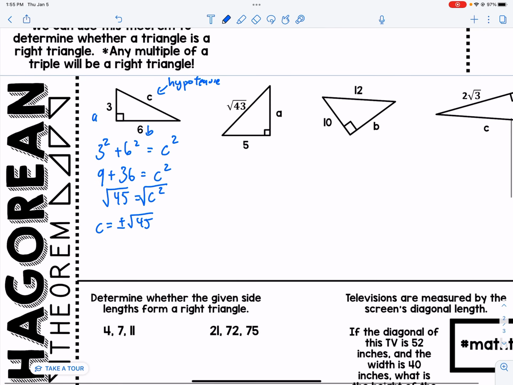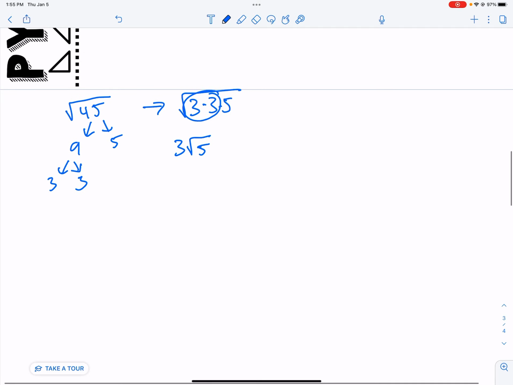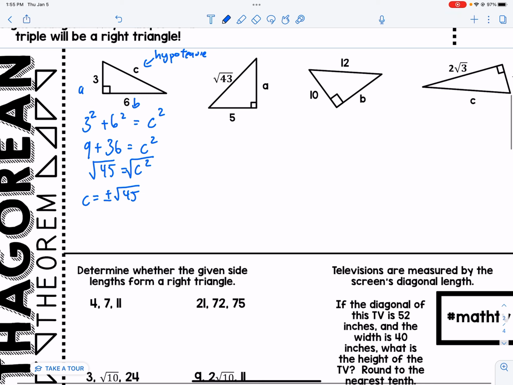So I'm just going to do a little side note. Square root of 45, going to break it down to 9 times 5, and 9 is 3 times 3. So this is 3, 3, 5. So get out your pair, and you have 3 radical 5. So the square root of 45 is 3 radical 5. I know that the final answer is not negative because you can't have a negative as a side length.